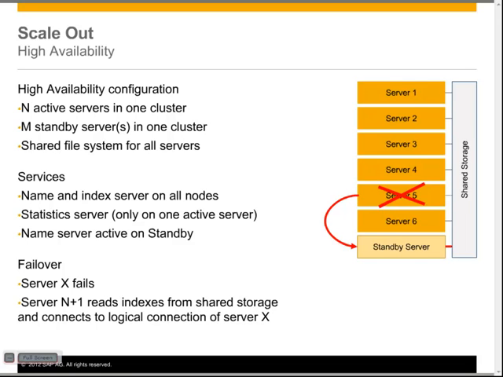As for the individual services itself, name and index servers, they exist on all nodes. However, statistics server exists only on one active server. The name server is active on standby. And during failover, what happens? If a server fails, the next server will read indexes from shared storage, connecting to the logical connection of the server.